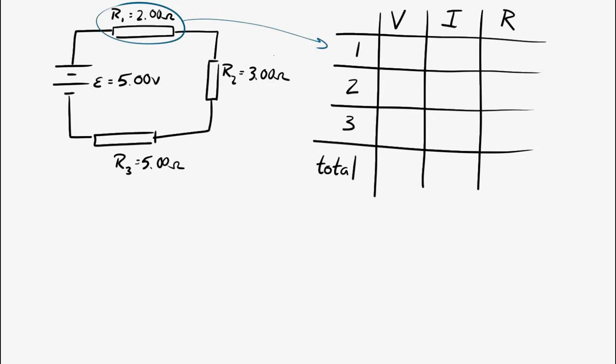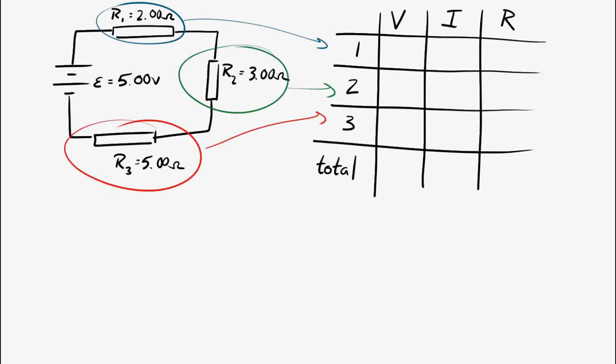So let's say we've got R1, R2, R3. Each one gets a different row. And then at the bottom, I'm also going to put the total. That row is going to be called total. I'll show you what I mean by that in just a moment. But we're going to put in all the information that we have. So R1, we know the resistance. R2, we know the resistance. R3, we know the resistance.